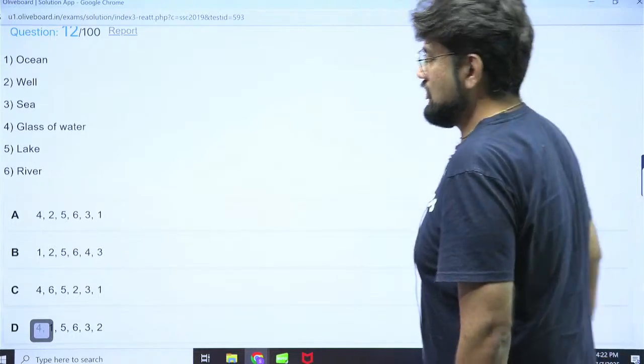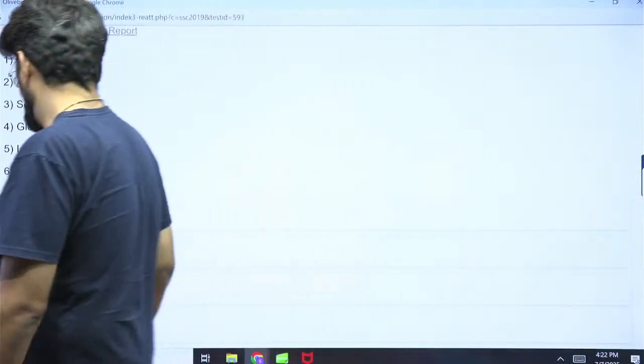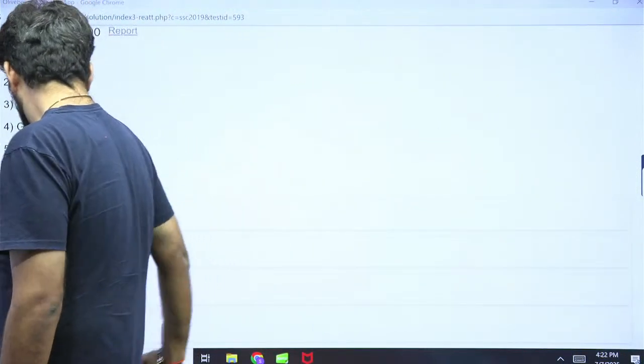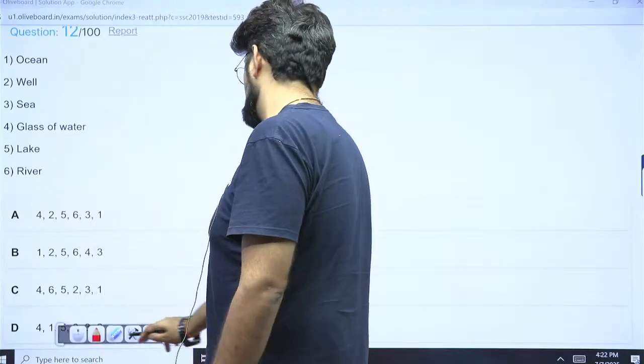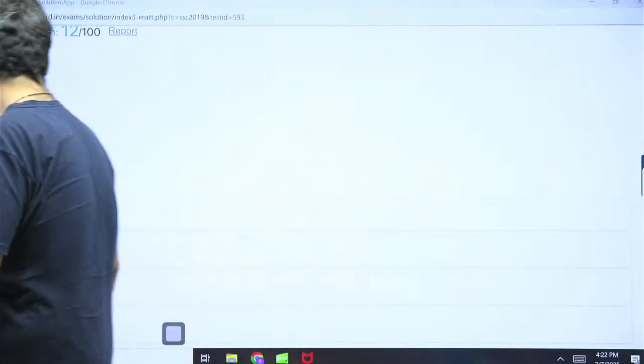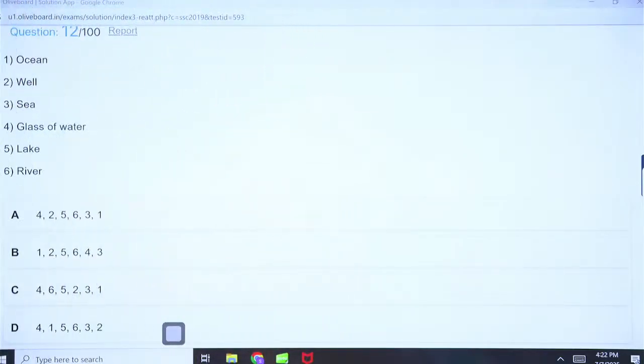Logical and meaningful order. If you look at the options, most probably it's increasing or decreasing, you will figure it out. So we are starting from a glass of water. Glass of water, after that we will have what? We will have a well, so 4, 2, then we have a lake, then we have a river, then we have sea, and then we have ocean. Option A is the right answer.